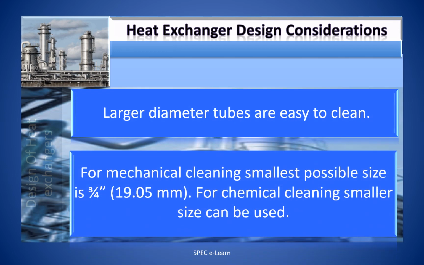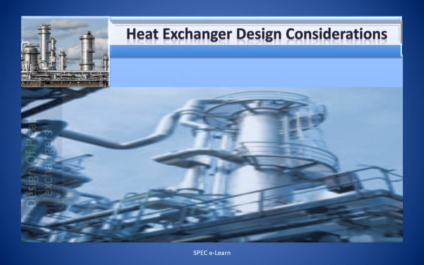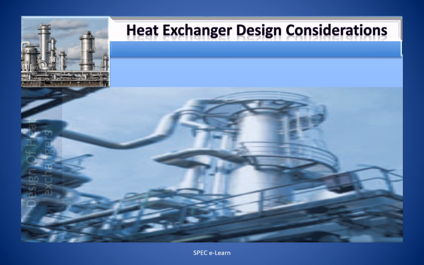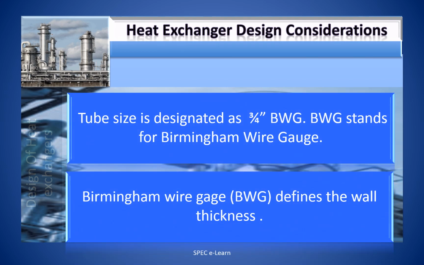Large diameter tubes are easy to clean. For mechanical cleaning, the smallest possible size is 3/4 inch. For chemical cleaning, a smaller size can be used. Tube size is designated as 3/4 inch BWG.